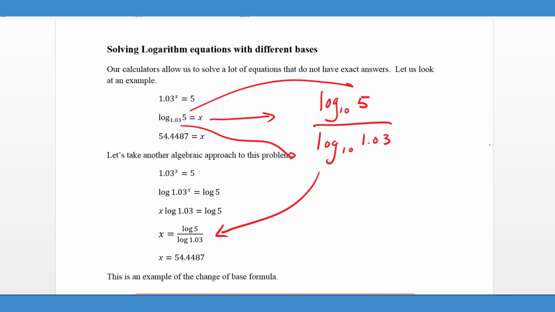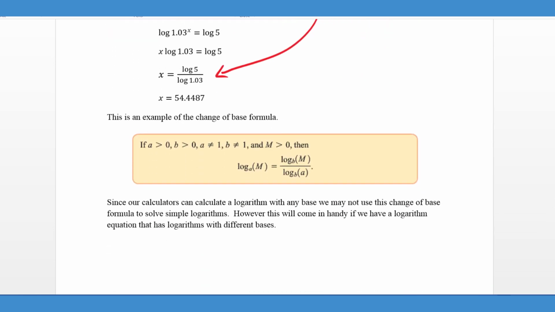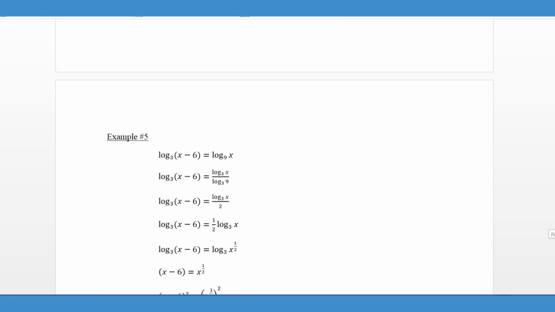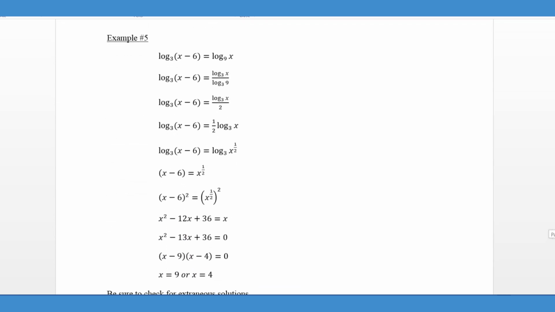Now one of the things that you need to understand about the change of base formula, if you look at this concept box, notice it doesn't say that it has to be log base 10. It can be any log base as long as the log bases are the same, and you can use this change of base formula. This is going to come in real handy when we're solving different equations of logarithms that have different bases.